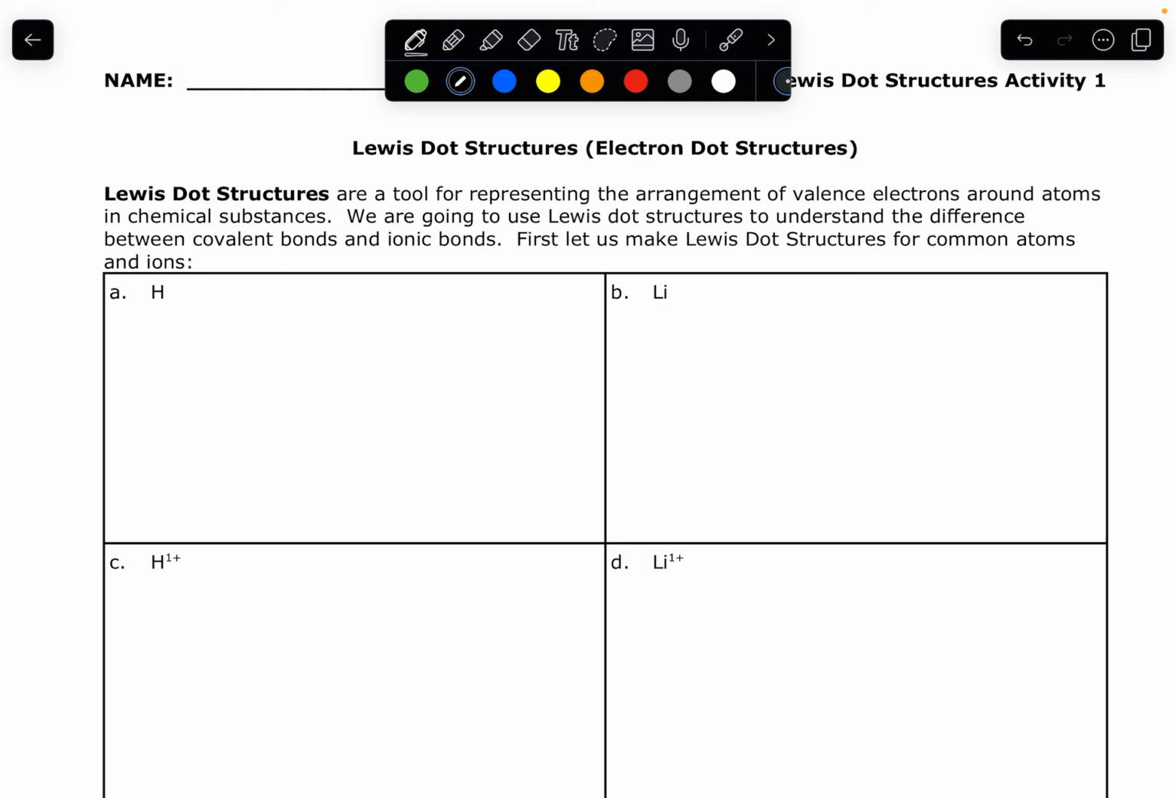To get us started on this assignment, we have a brief review over Lewis structures for individual elements. Remember, a Lewis structure contains the element's symbol, and it uses dots to represent valence electrons. Hydrogen is in the first column on the periodic table, which means it has one valence electron. We're going to represent that valence electron with a dot. We will see something similar for lithium, because lithium is also in the first column on the periodic table.